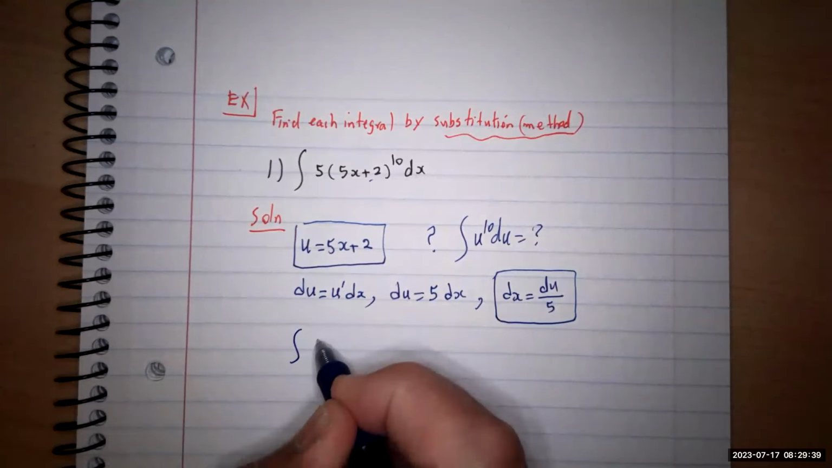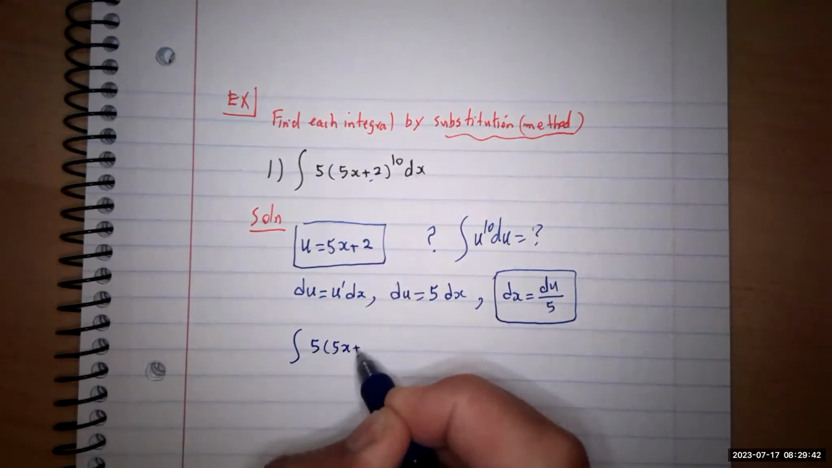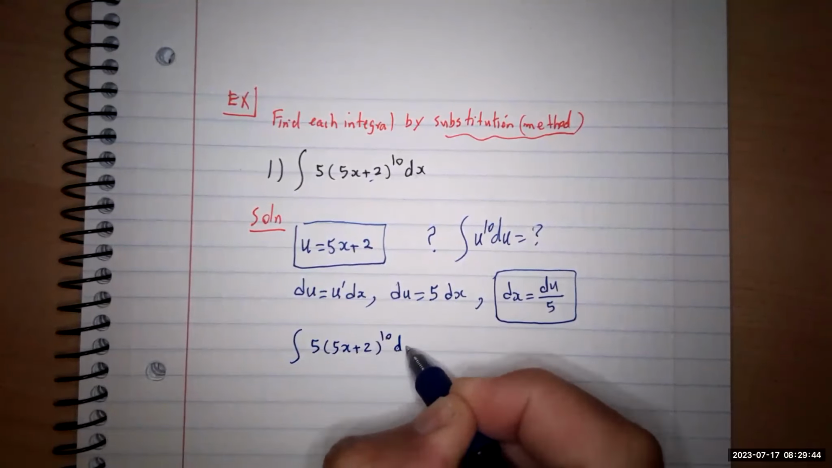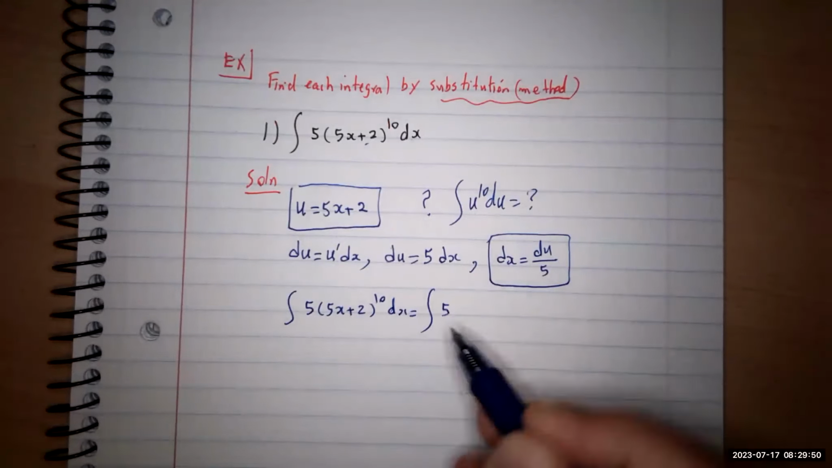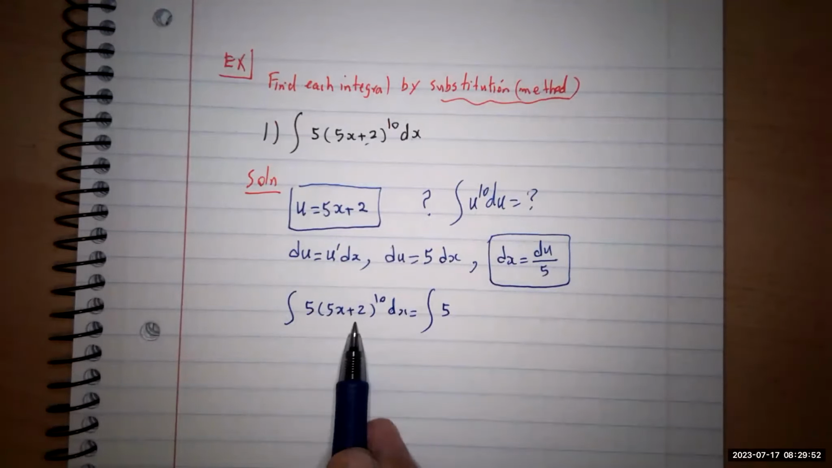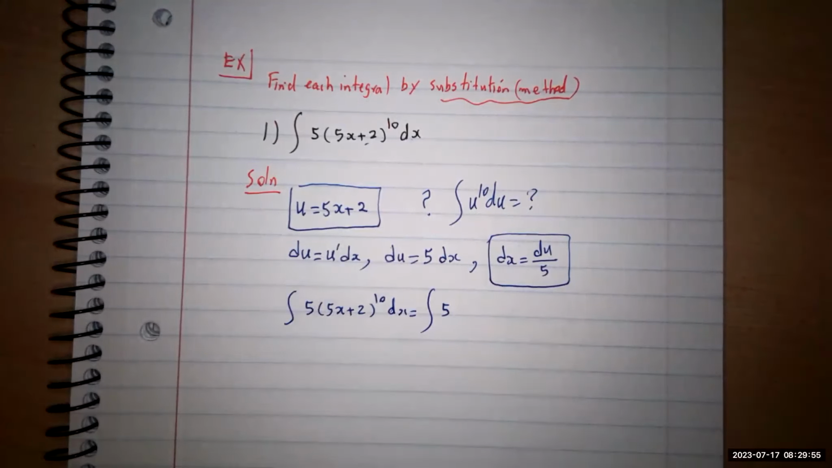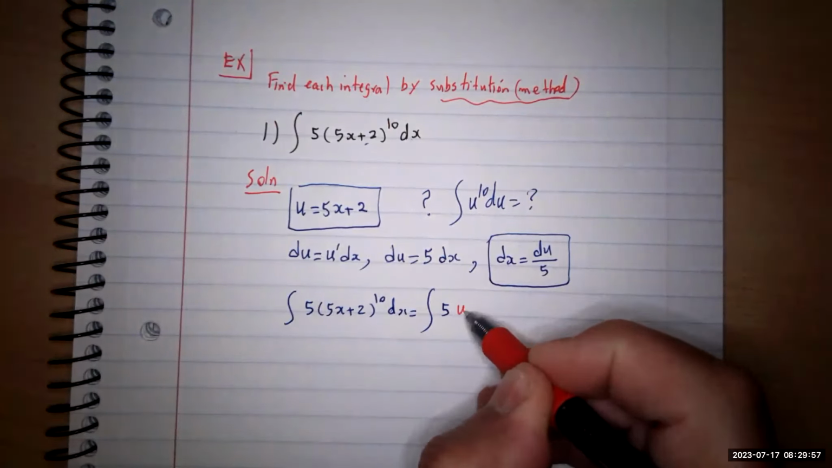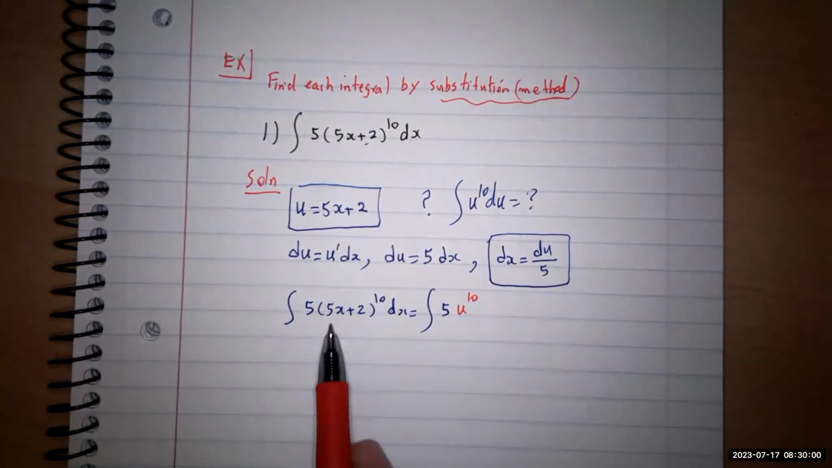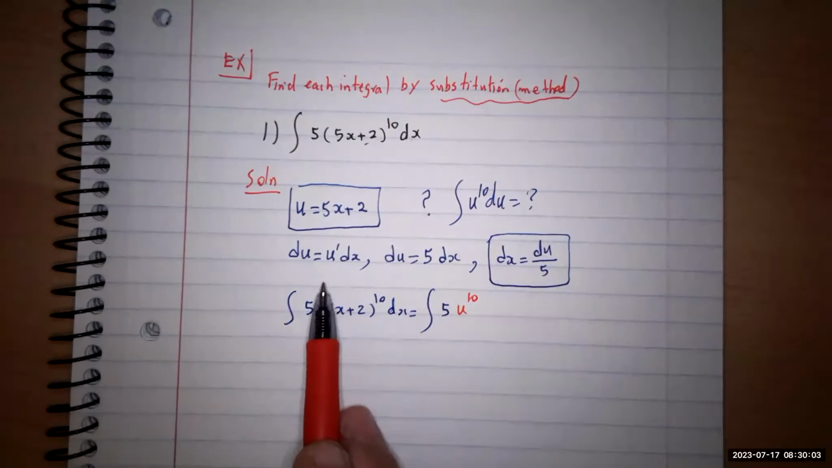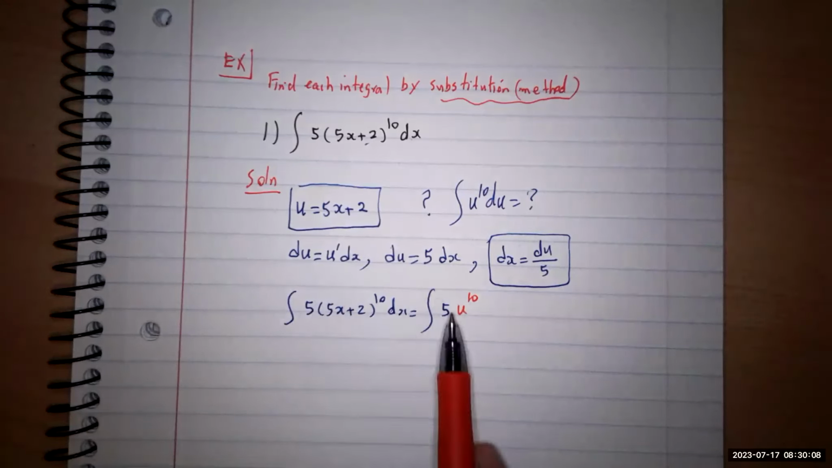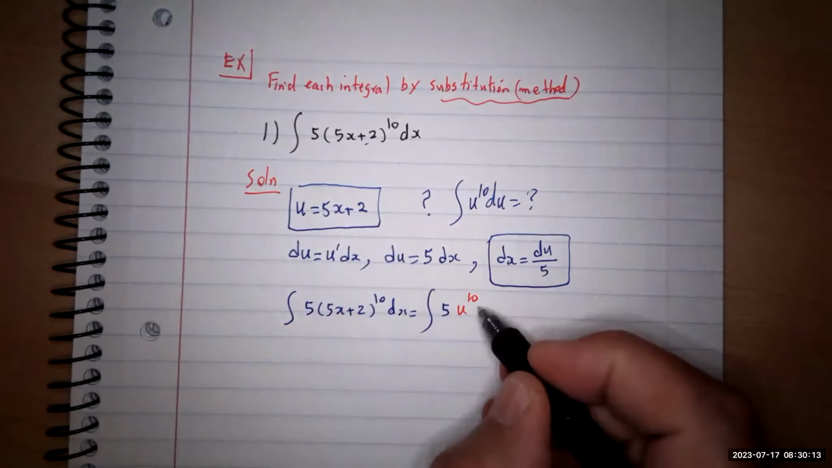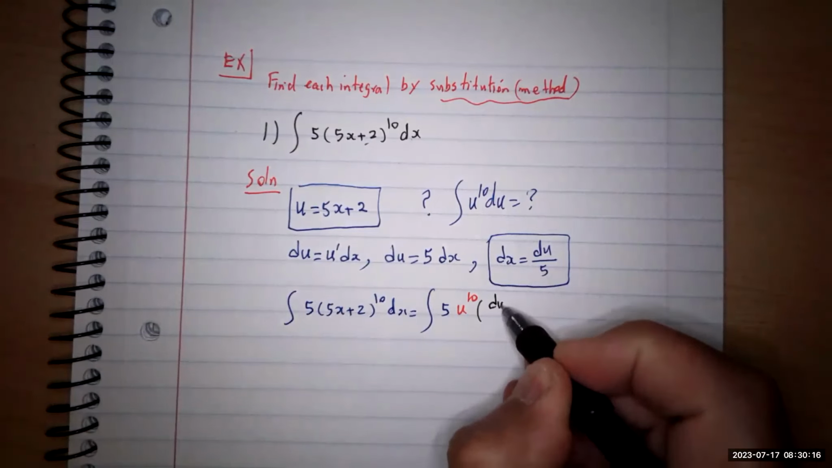Originally, you have 5 times 5x plus 2 to the 10 dx, which is equal to, substitute, 5 is the 5. You see, 5x plus 2 is the one that you call u. So it's u to the 10. That is u to the 10. Then you have the dx. Sorry, what's the dx? Dx is du over 5. You see, you times it by du over 5. Any question?